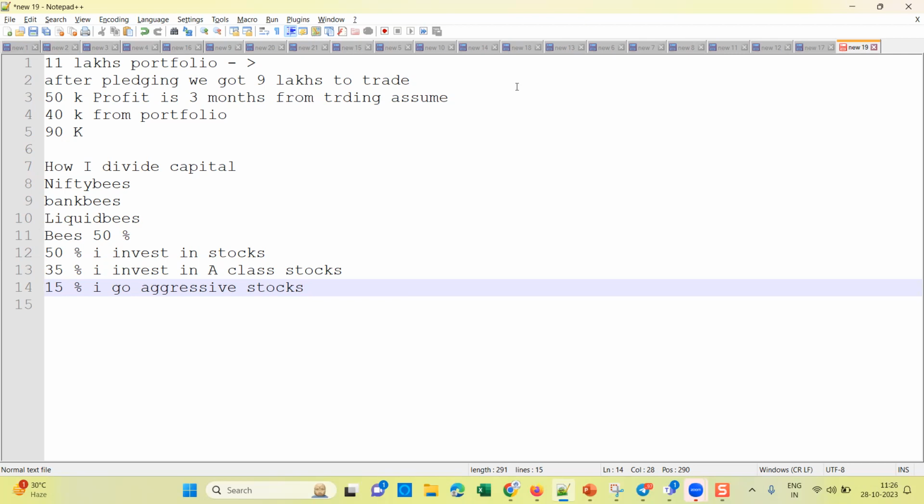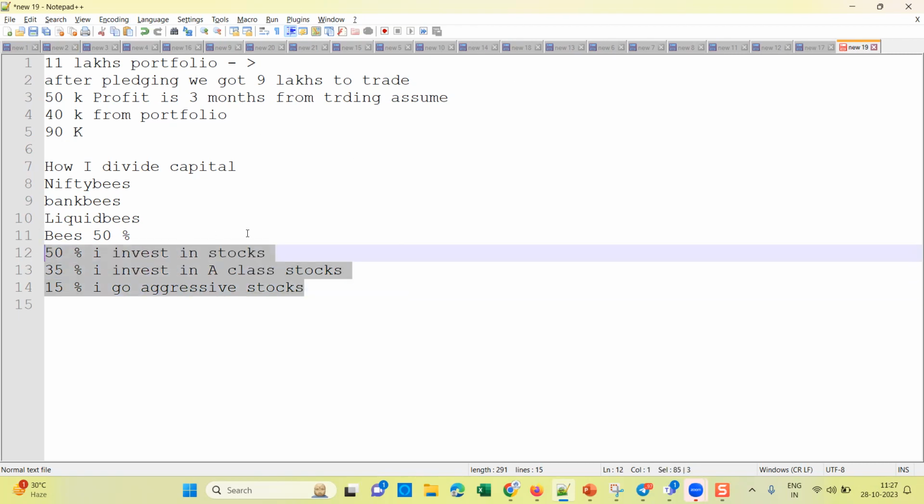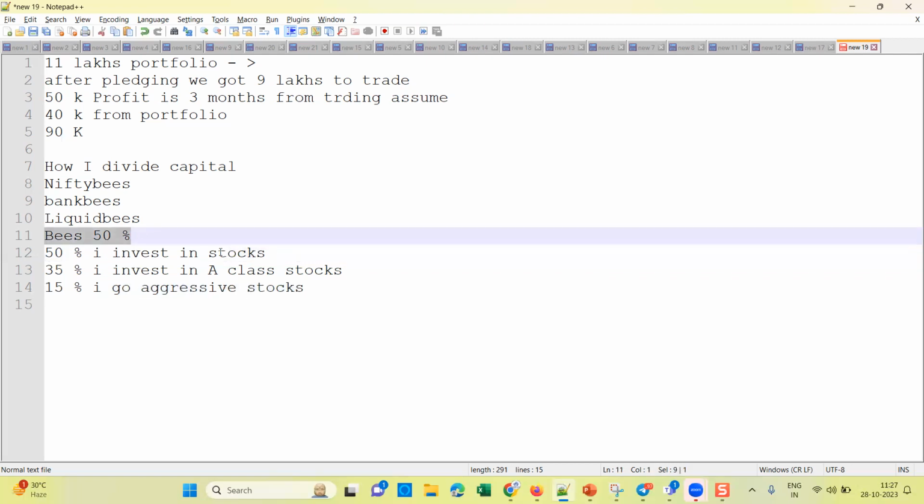Okay, so I have fixed a part of my investment in this market linked investment. Whatever I invest every month, I follow the ratio I have told. Let's say I have to invest 1 lakh this month, starting November. I would go like this: in B's, I'll keep 50,000, 35,000 I will invest in this A class stock, and another 15,000 in aggressive stocks, like that.